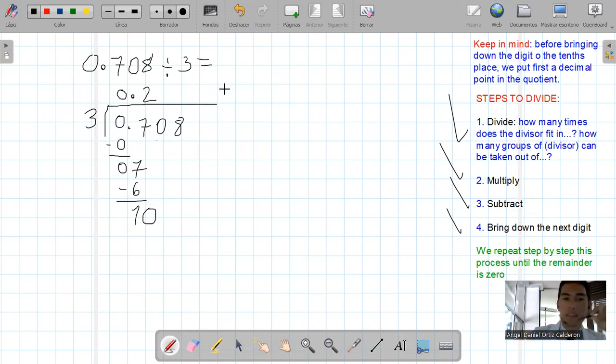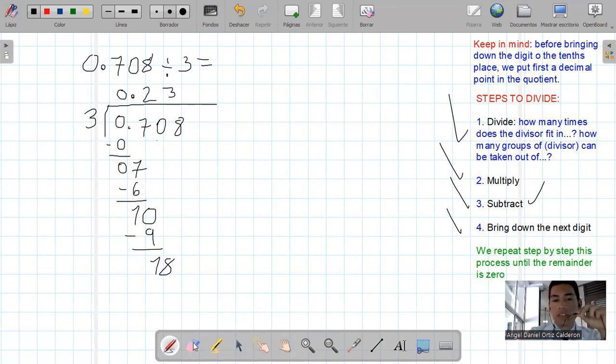And repeat the process. How many times does the 3 fit in 10? Exactly 3 times, because 3 times 3 equals 9. That was a multiplication. Then we subtract. The result is 1, right? That was the subtraction. And the last step is to bring down the next digit, which is the number 8. We bring down the number 8. It's actually the last digit.